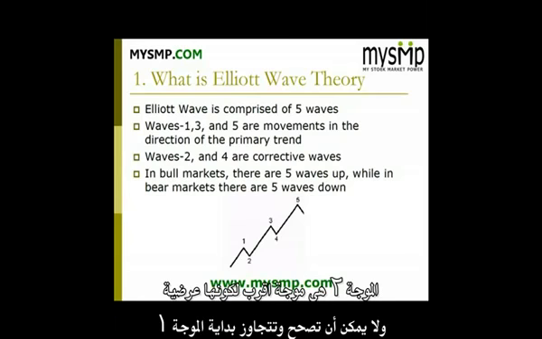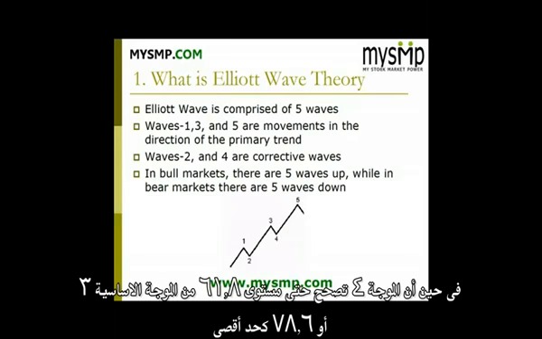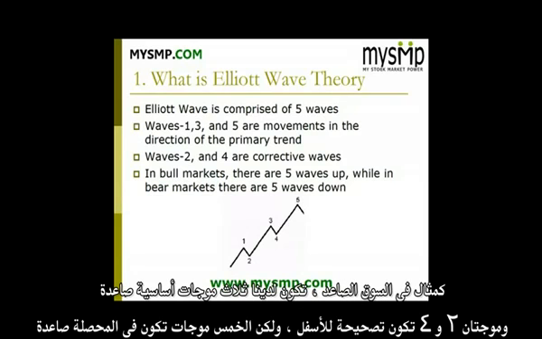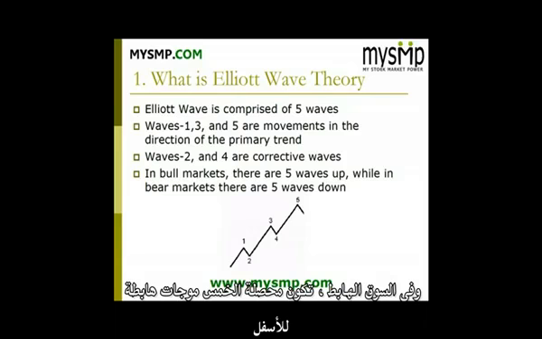So if wave 2 is really shallow, then you're probably going to think wave 3 is going to be pretty strong, because wave 2 couldn't retrace a lot of wave 1. Whereas if wave 4 retraces 61.8% or 78.6% of wave 3, odds are wave 5 is going to have a little trouble. So in bull markets, to sum this up, you have 5 waves up, because although 2 and 4 are corrective, there are still 5 waves going in the primary trend, which is up. And in bear markets, you have 5 waves down, which means 5 waves going in the primary trend of down.